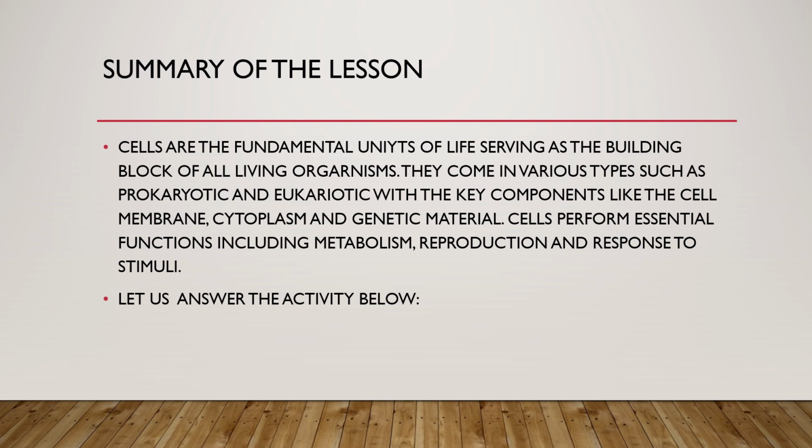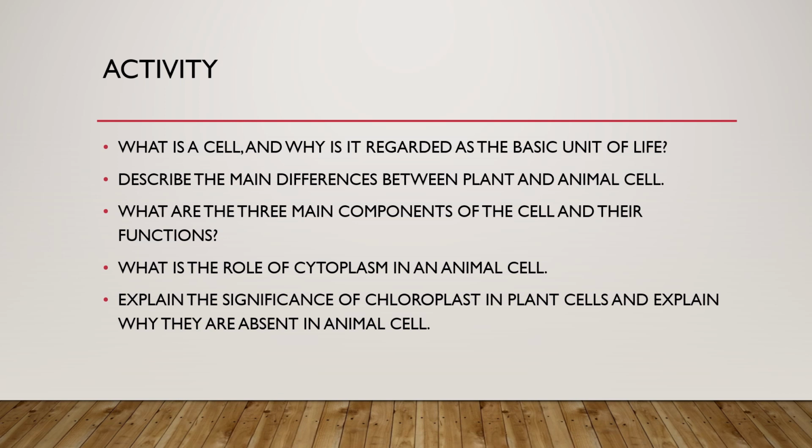Let us answer the activity below. With our activity, the first question says, what is a cell and why is it regarded as the basic unit of life? The next question, describe the main differences between plant and animal cells. The third question, what are the three main components of the cell and their functions? The fourth question, what is the role of cytoplasm in an animal cell? And the fifth question, explain the significance of chloroplast in plant cells and explain why they are absent in animal cells. So this is your activity for the day.